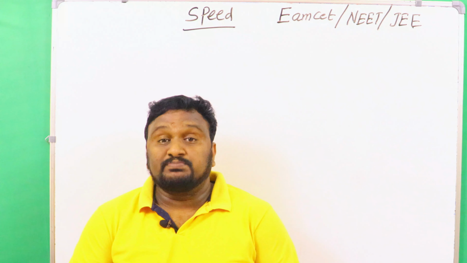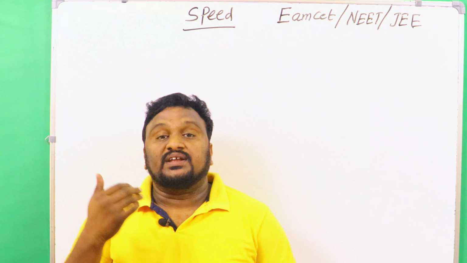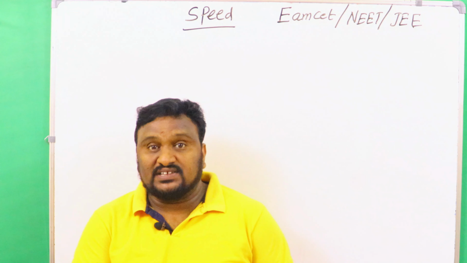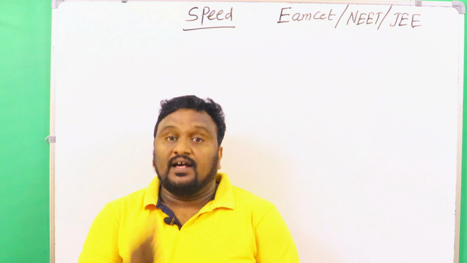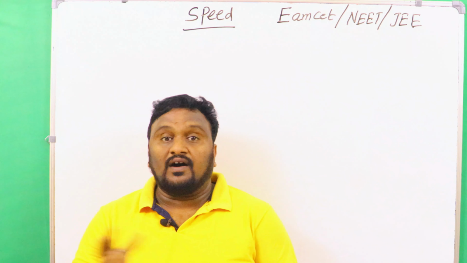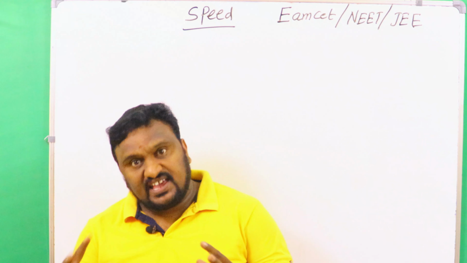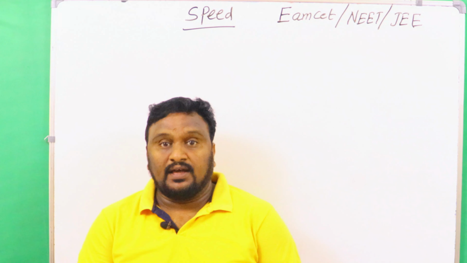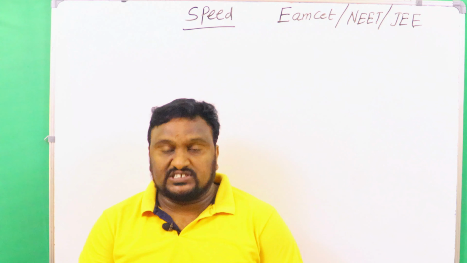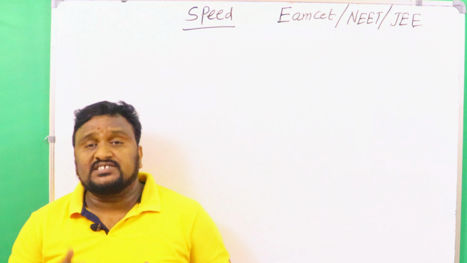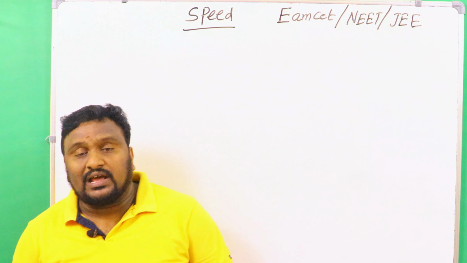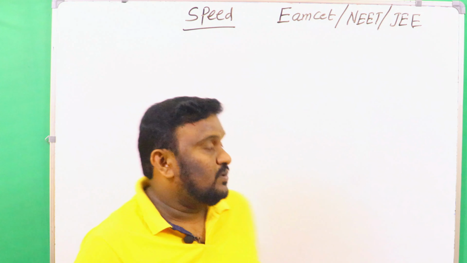Now, what is meant by average speed? The total distance covered by the body in a particular time interval is called average speed. And average speed, speed and instantaneous speed all have the same units and dimension formula. So what is meant by instantaneous speed? Instantaneous speed is the speed of the body at any instant of time.